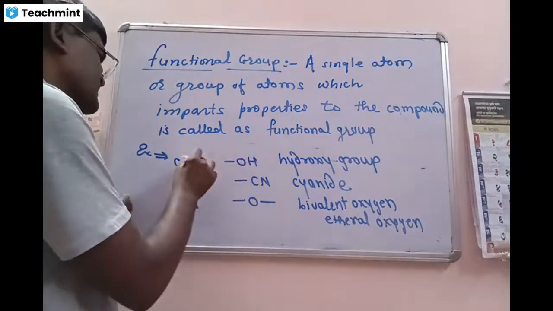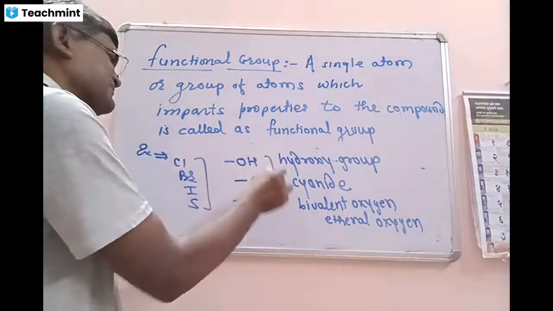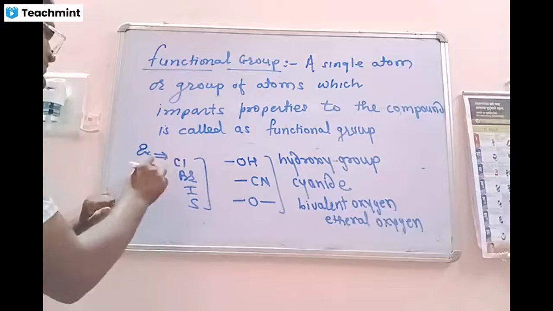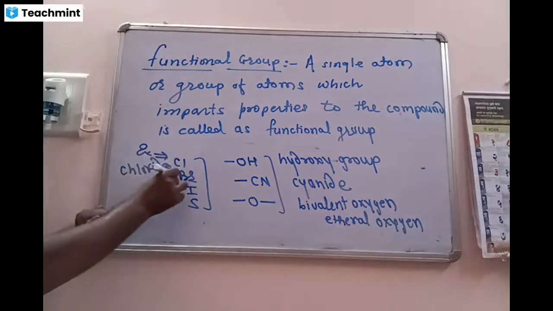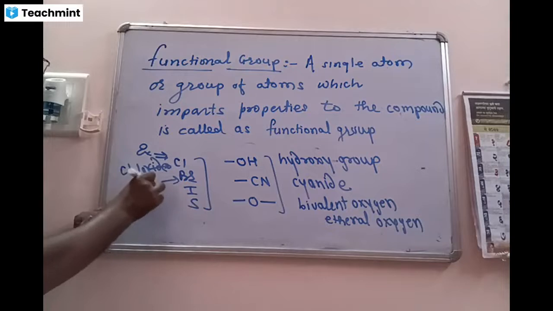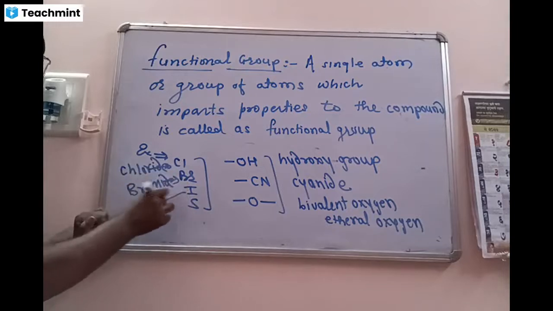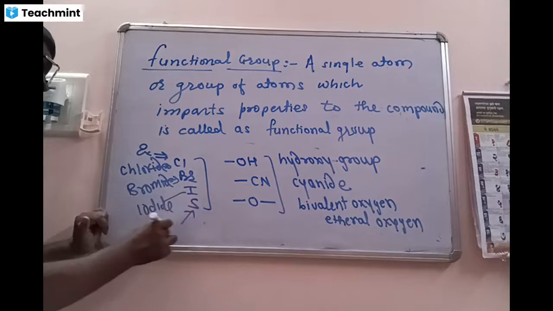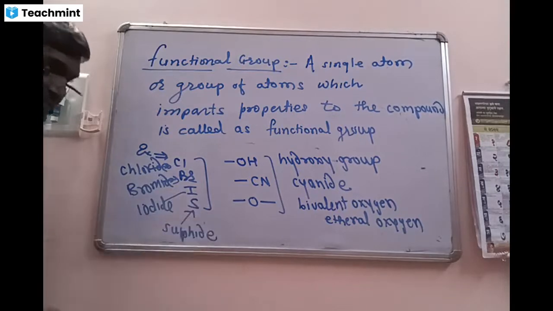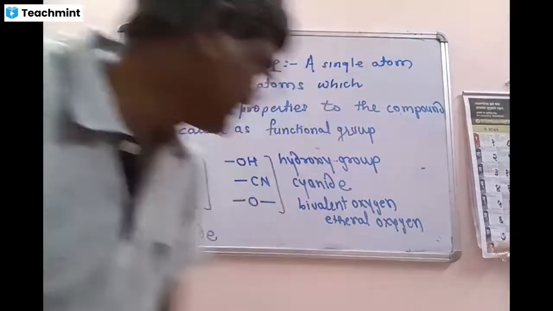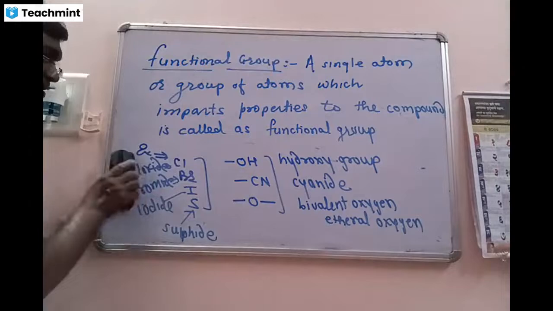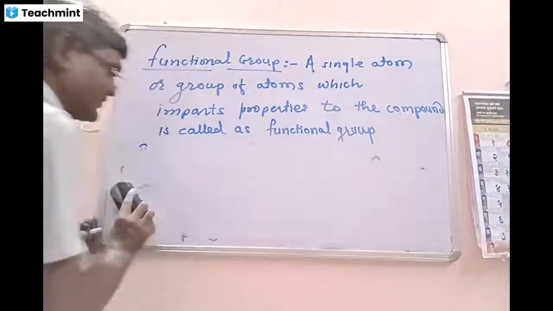So these are some functional groups. I have written only 6 so far. Do you know their names? You have chloride. This one is your bromide. This one is iodide and sulfide. Right? Very few groups are there. We have only just started work. Son, this is all fine. We will do the listing once more later.